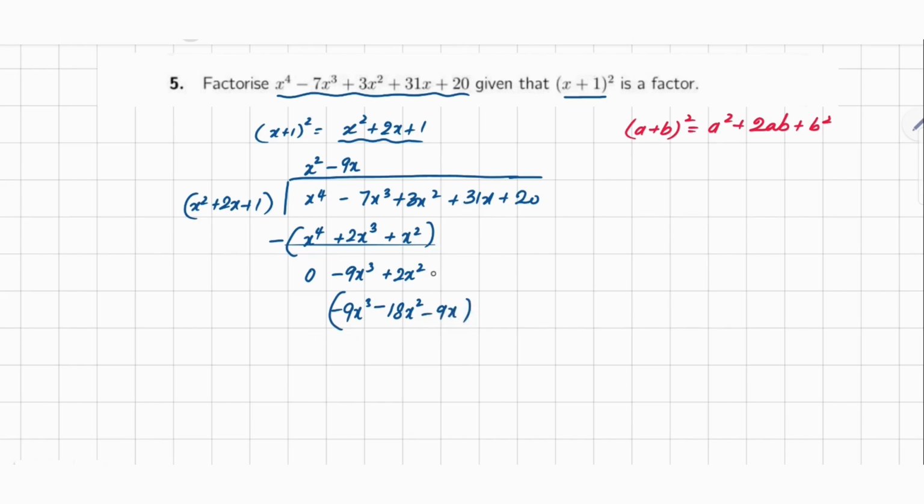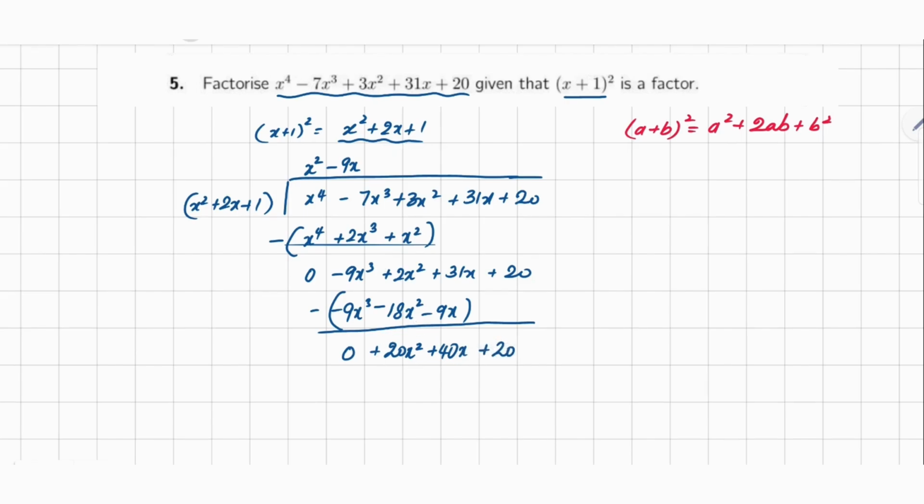We can bring the rest of the terms down. That gives us minus 9x cubed minus 9x cubed, that's 0. 2x squared plus 18x squared gives us 20x squared. 31x plus 9x gives us 40x, and that's plus 20.